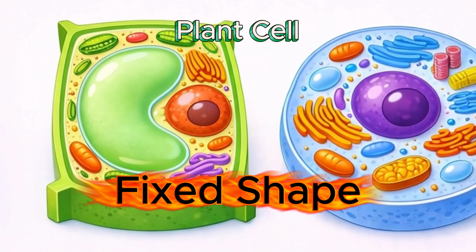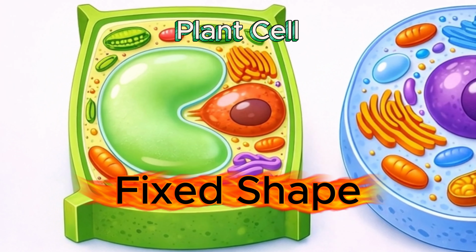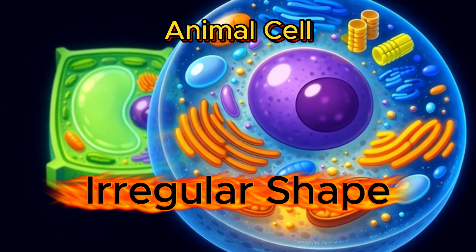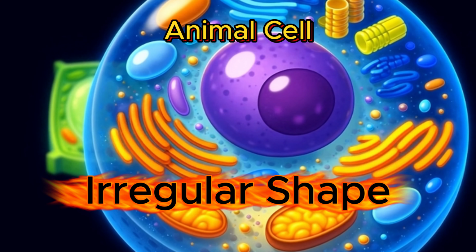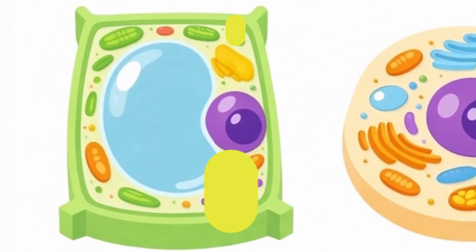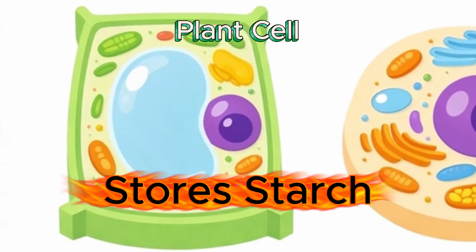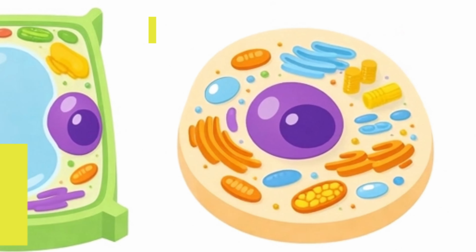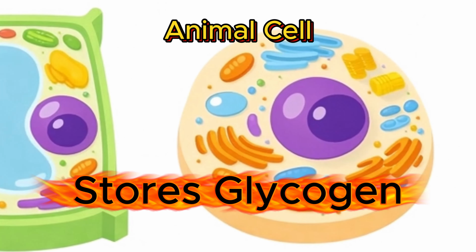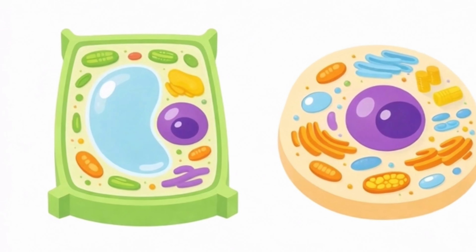Plant cells are usually rectangular or fixed in shape. Animal cells are usually round or irregular in shape. Plant cells store food mainly in the form of starch. Animal cells store food mainly in the form of glycogen.